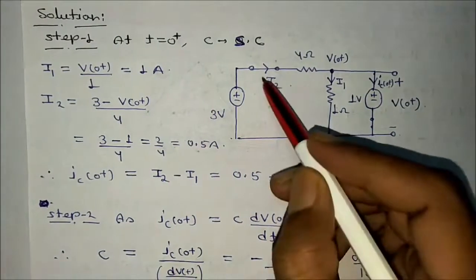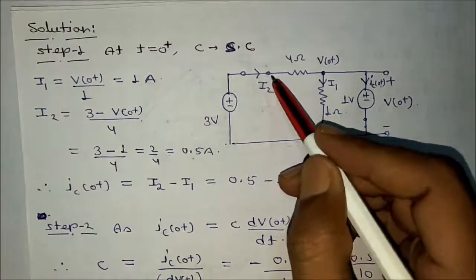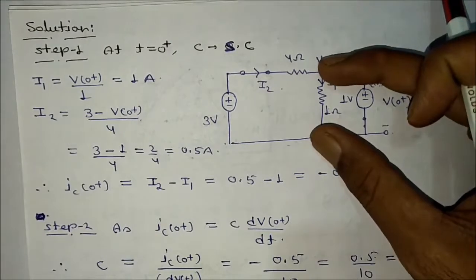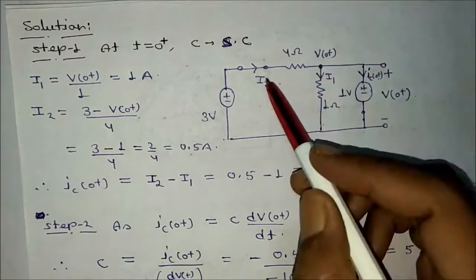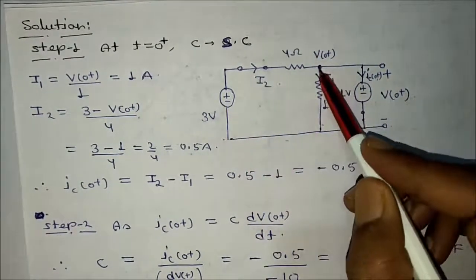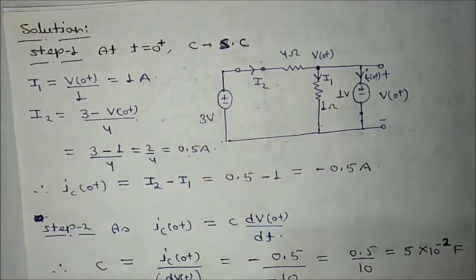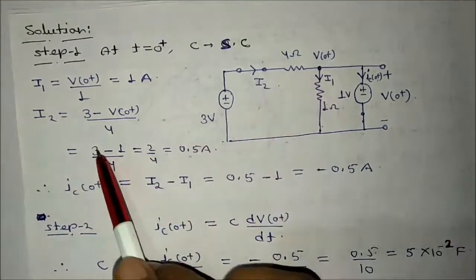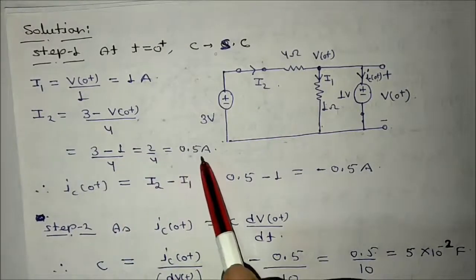How can we get this? You can see, if this current is I2, this voltage is 1 volt. This voltage will also be 1 volt. So we can say that I2 is equal to 3 minus 1 divided by 4. That is equal to 0.5 ampere.